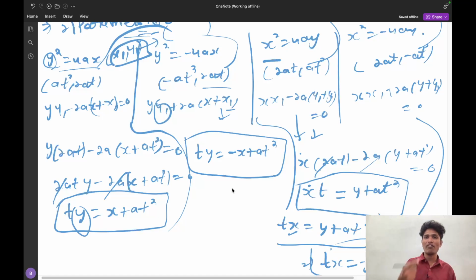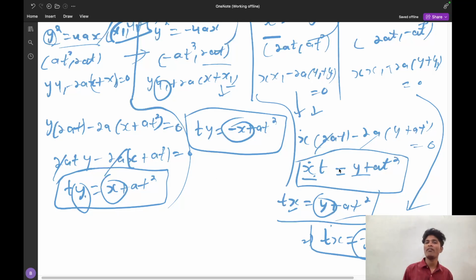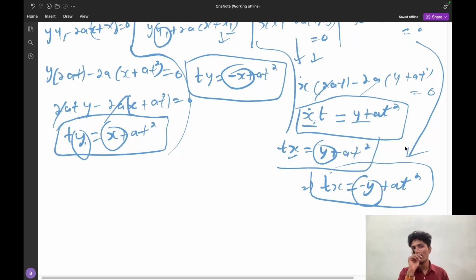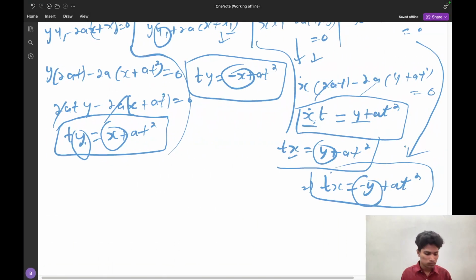And when it is x square equal to 4ay, you will get tx is equal to y plus at square. And when it is x square equal to minus 4ay, you will get tx is equal to minus y plus at square. That's it, just slight changes. The change is here. When it changes to the next corresponding parabola, it will change the sign. And when the complete parabola is changing, you will get the change of variables: y will be replaced with x and x will be replaced with y. This is the equation of tangent in parametric form.